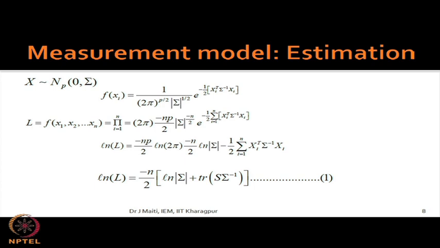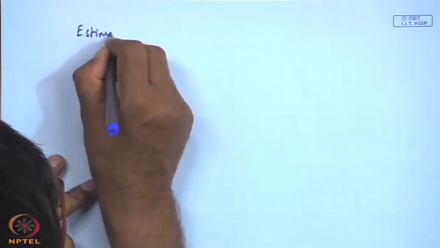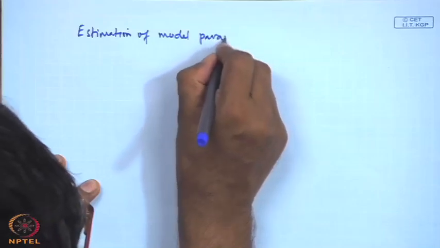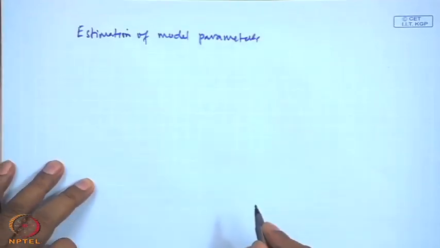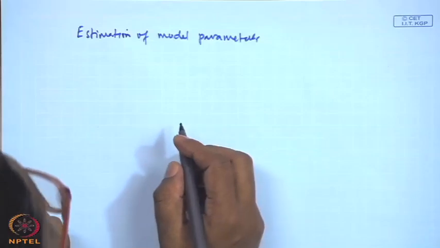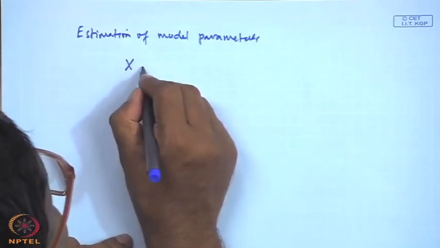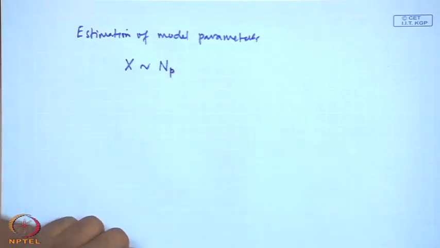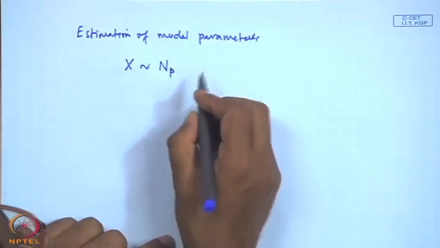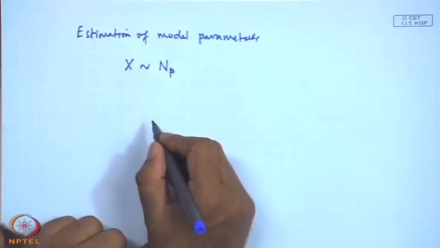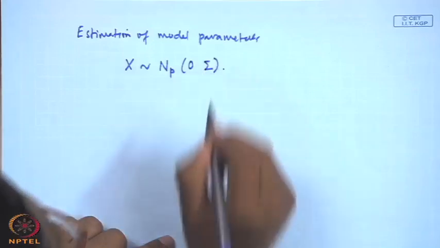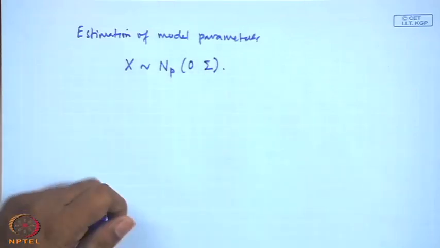If the model is identified, the next step is how to estimate the model. So, estimation of model parameters. You have seen that we assume that ultimately x, the manifest variable, is normally distributed. It is definitely multivariate normal, with p variables, multivariate normal with mean 0 and variance covariance matrix capital sigma.